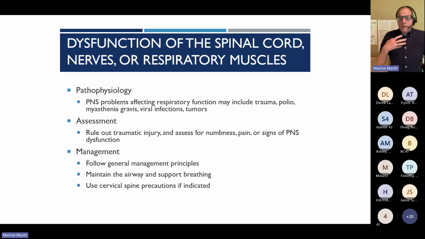With patients with myasthenia gravis in the hospital, we measure their negative inspiratory force. In other words, how much force can they generate? And those are patients that, as they're receiving treatment, sometimes will require intubation until they can develop enough force to generate the negative pressure on their own.